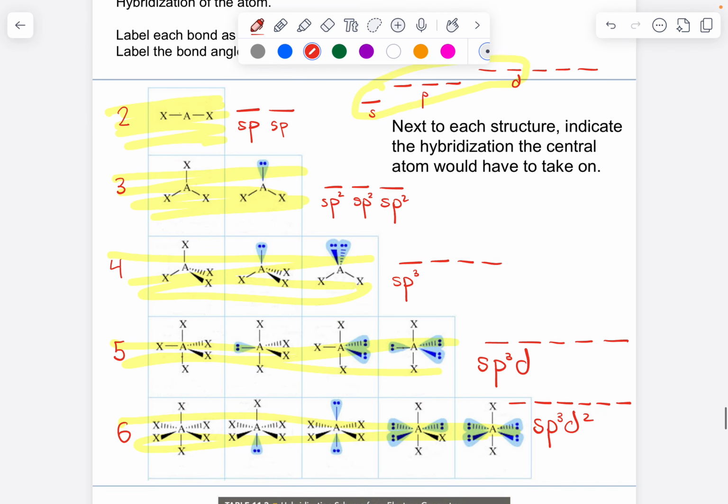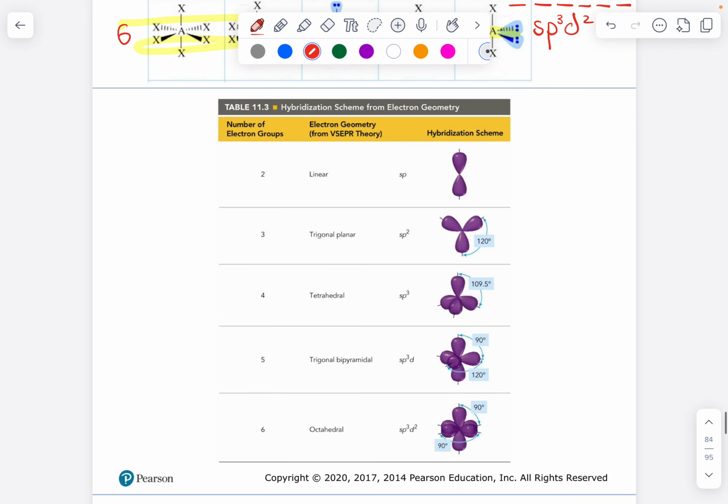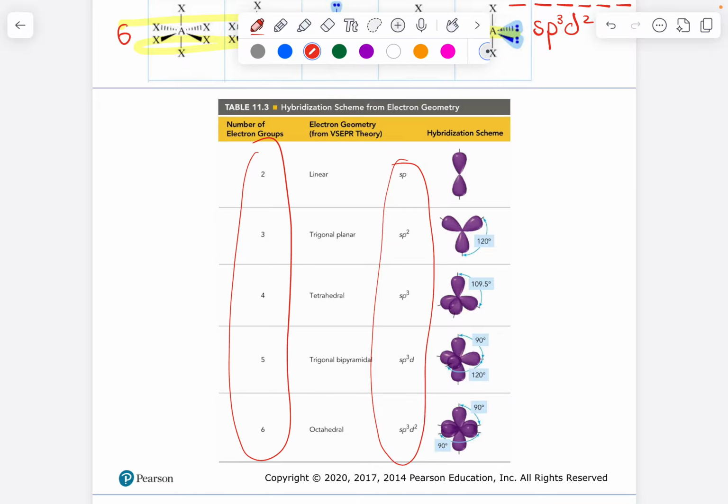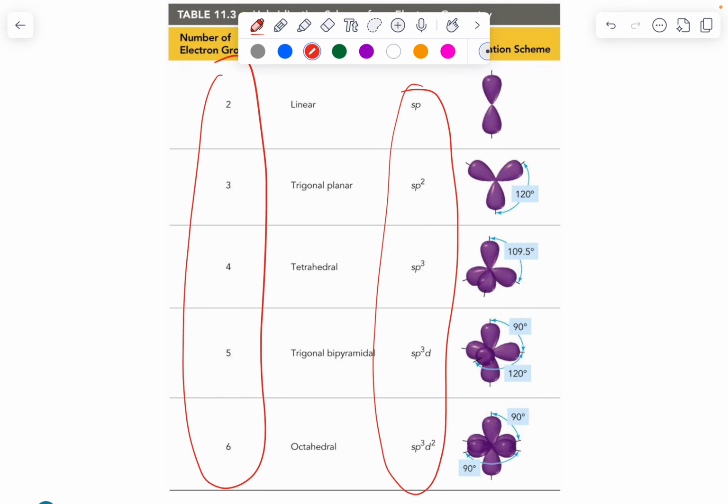Okay, this is summarized in the next table. The labels, at least, are summarized with the number of electron groups. And then you'll see it matches up with the shape as well here because there's an inherent connection between the number of groups, the electron shape, the electron geometry, the hybridization, and then what it physically looks like. So all of those things are connected.